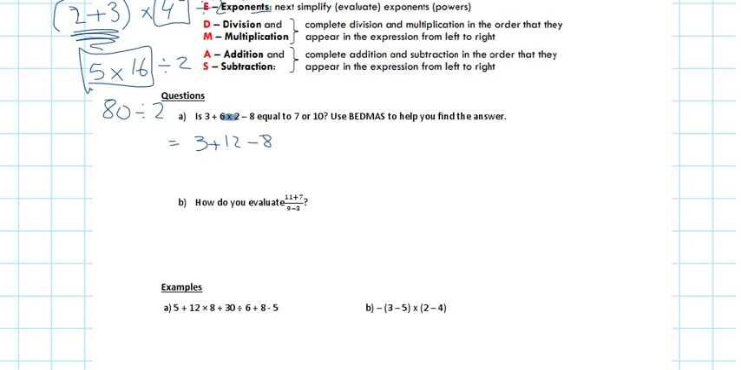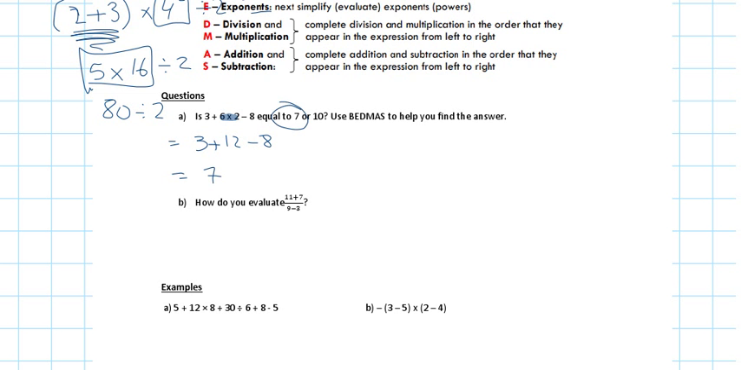Does that make sense? Now, as you can see, it's only 3 plus 12 minus 8. So it's only addition and subtraction I have left, so I can do it all together. You can put it all together on the calculator, or you can do it in your head. So 3 plus 12 is 15. Take away 8, that leaves me with 7. So the answer is 7.